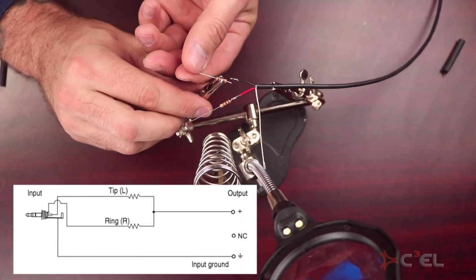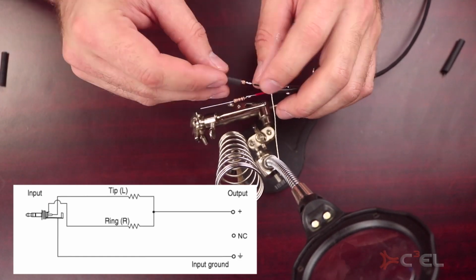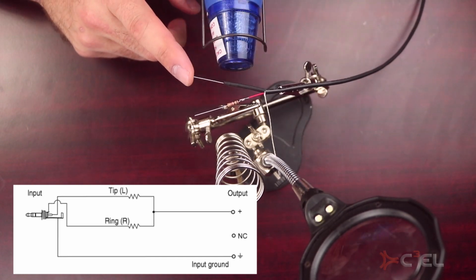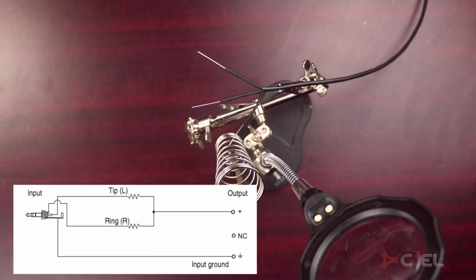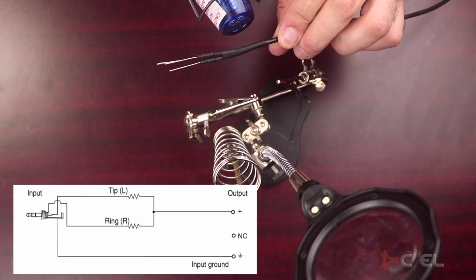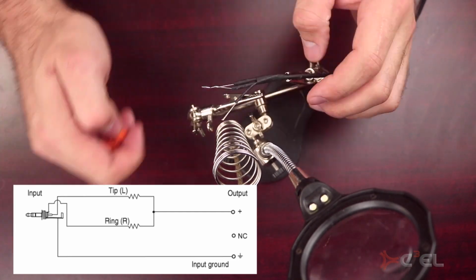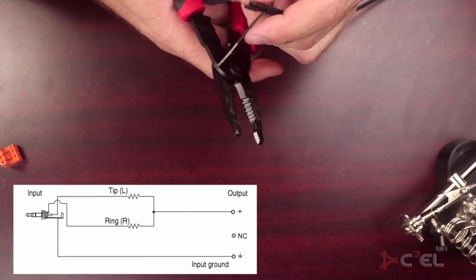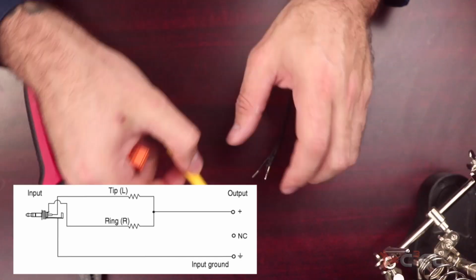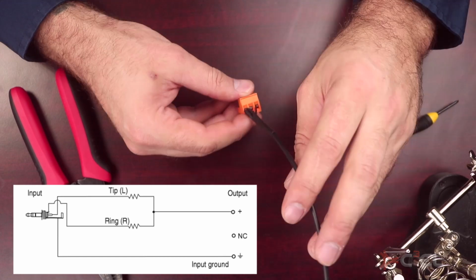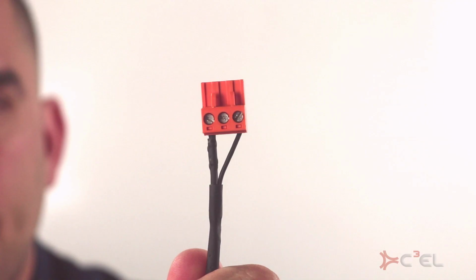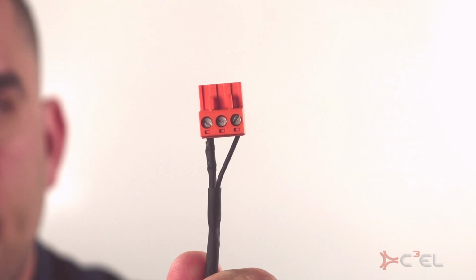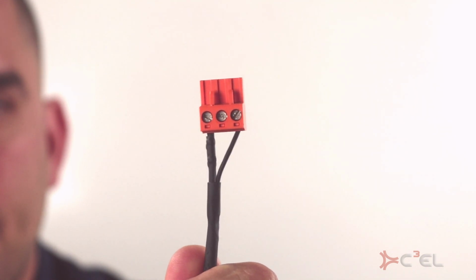I'm going to be making an audio summing adapter. I'm using two 1K half-watt resistors, wire strippers, and a heat gun. Here's the summing adapter we made in the field using two 1K half-watt resistors. Making your own summing adapter takes a few minutes, but does save you some money.